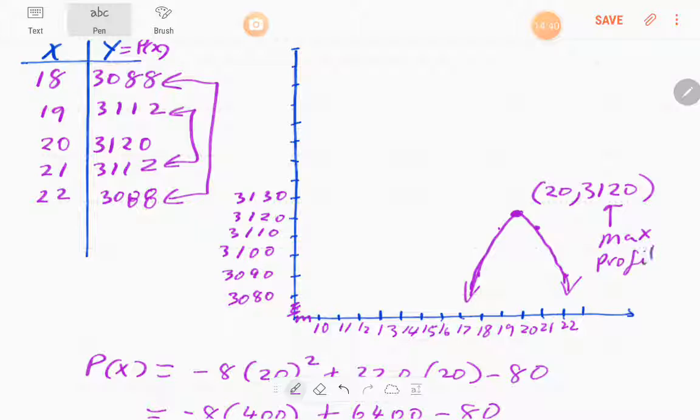So our maximum profit will occur when we sell, so the number of units to produce the maximum profit would be 20. If we ask what number of units will produce the maximum profit, then we'll say 20. And the maximum profit itself would be 3120. And once again, this could be in thousands, this could be in millions.